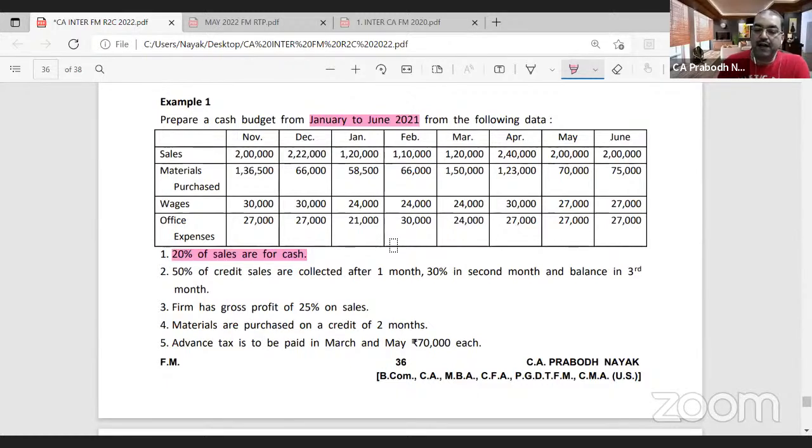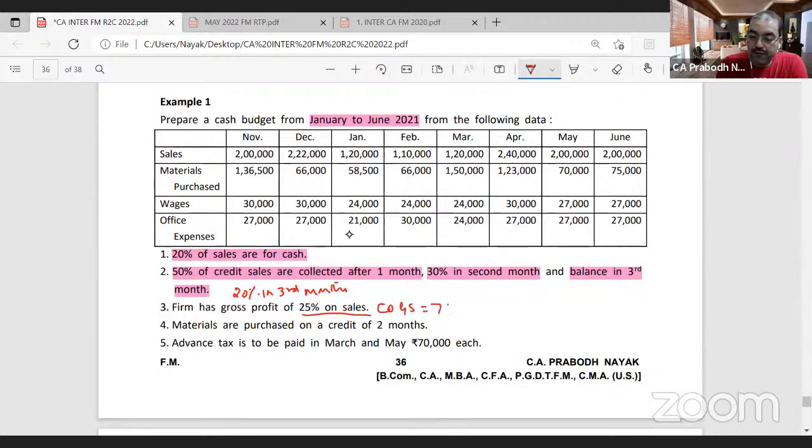50% of the credit sales are collected after 1 month, 30% in the second month, and the balance in the third one. The balance in the third one, 50 and 30, 80. So 20% is collected in the third one. The firm has a gross profit of 25% on sales. That means cost of goods sold is 75% of sales. Materials are purchased on a credit period of 2 months.